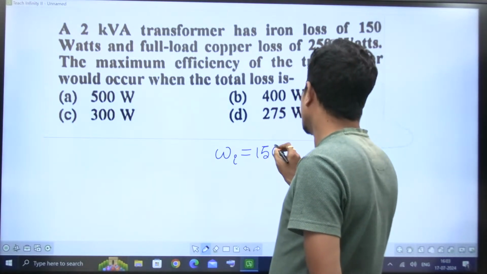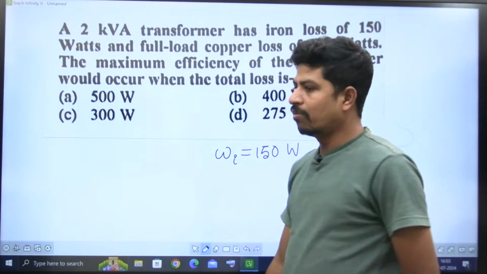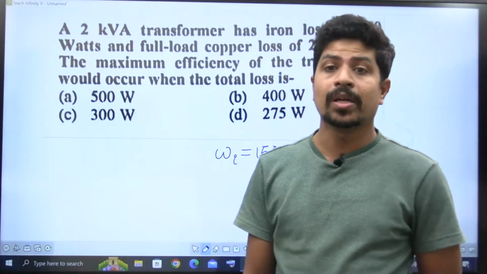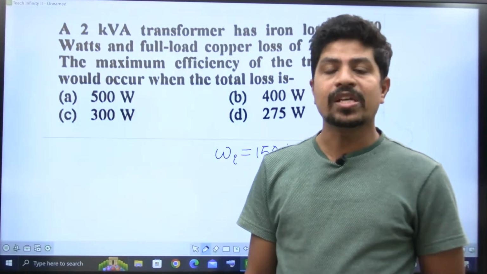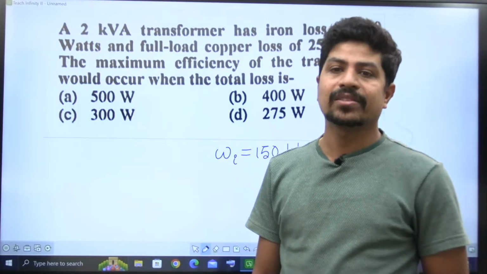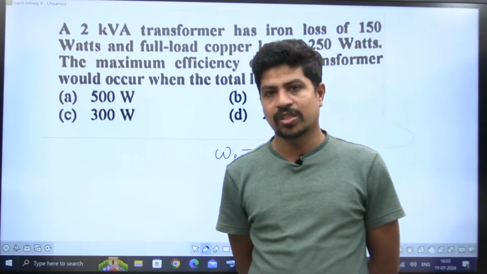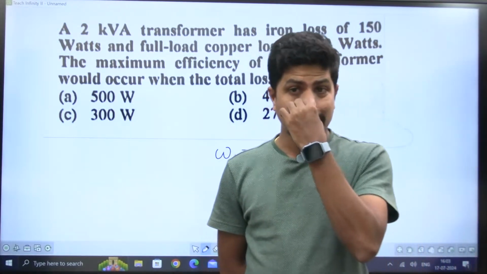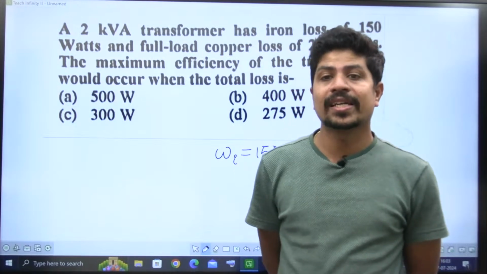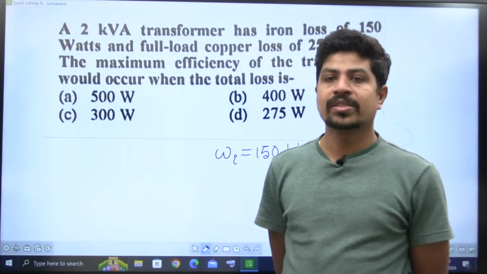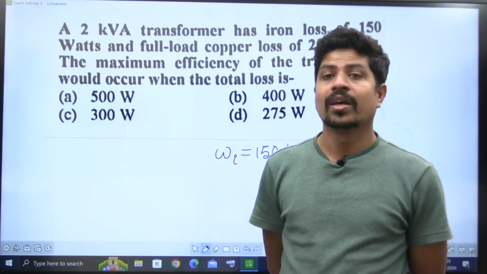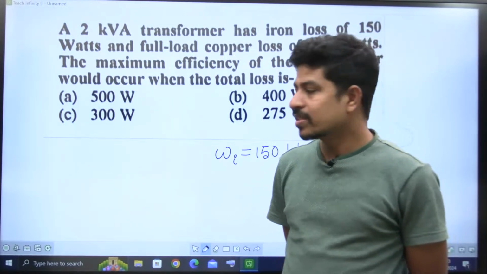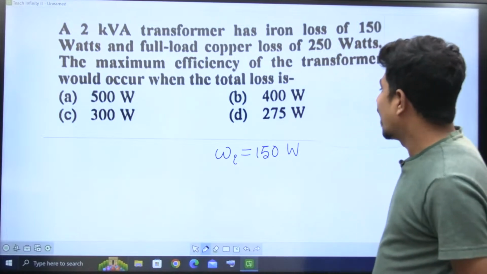We all know that iron losses of a machine are independent of load. Iron losses depend on voltage and frequency, in fact on flux, maximum flux density Bmax. Iron loss has two components, hysteresis loss and eddy current loss, each having its own formula. So iron loss is 150.